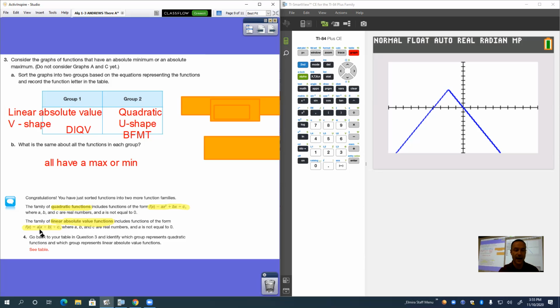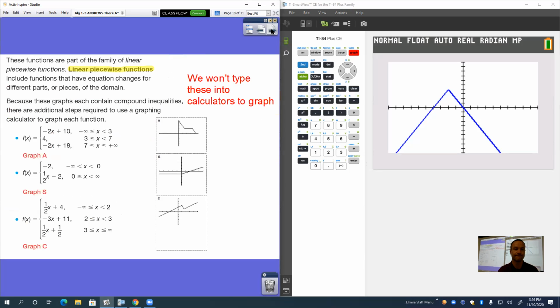Linear absolute value is probably the easiest one to pick out because it always has those two straight up and down lines, which is the absolute value function, your linear absolute value function family. So these other functions are part of the linear piecewise family. You can't type these into the calculator. What I like to say is the linear piecewise functions are the ones that have different parts and pieces.